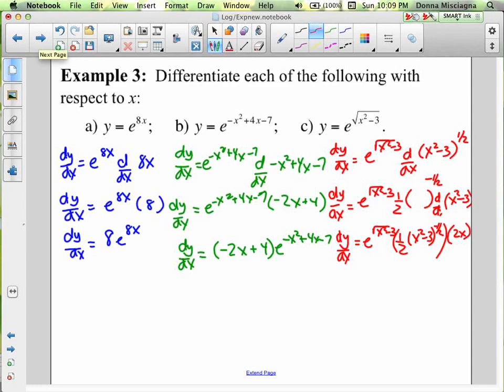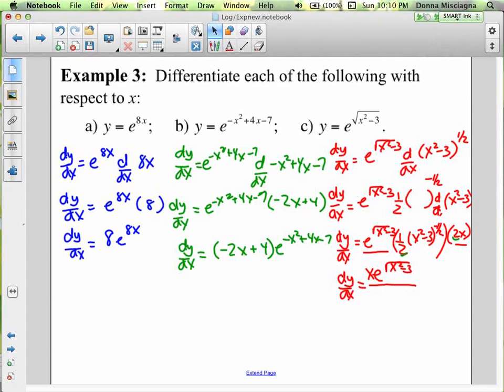All right, so now we need to clean this up. dy/dx equals, in the numerator, I've got e to the x squared minus 3. Oh, and we also have an x there, right? Don't forget the 2x. So x times e to the x squared minus 3. Why don't we have a 2? Well, 2 times 1/2 is 1, so those cancel each other out. Who's left? Just the square root of x squared minus 3, and everybody else is taken care of. And that's it. So hopefully these were okay for you.